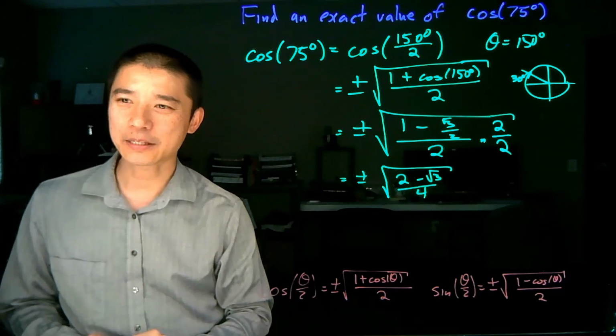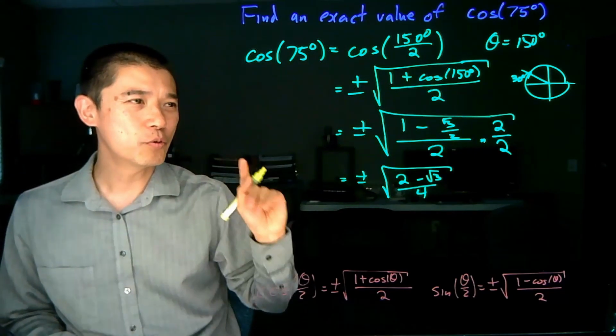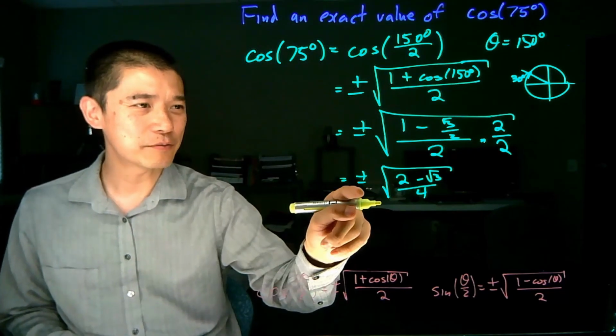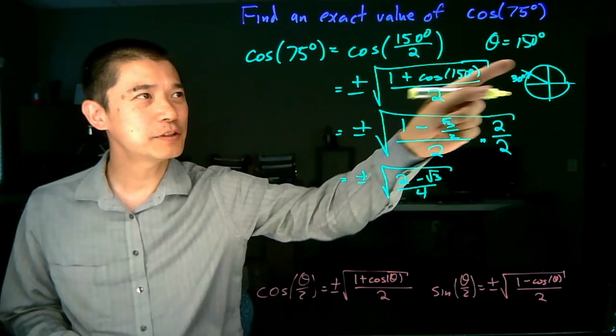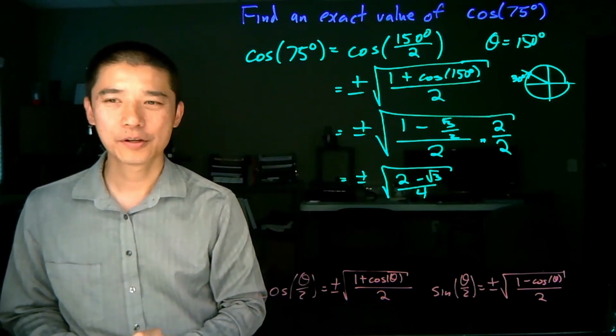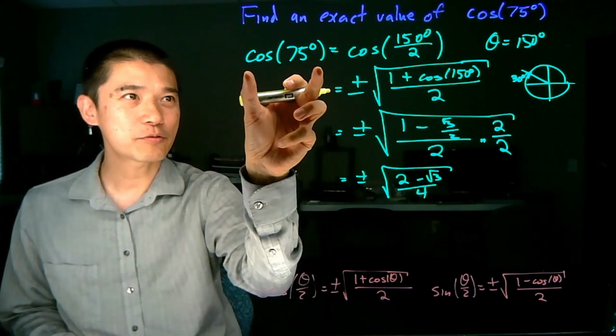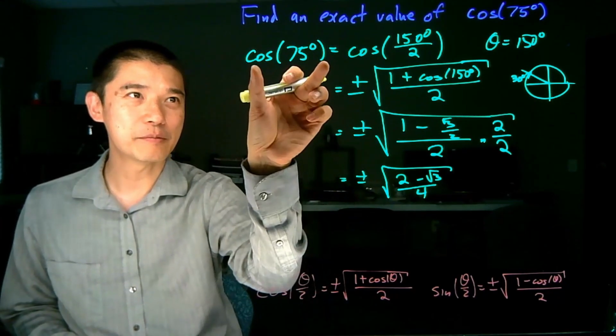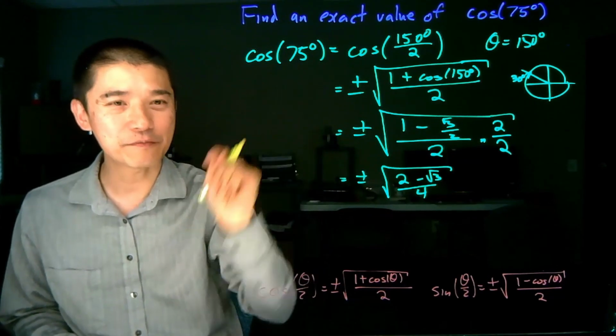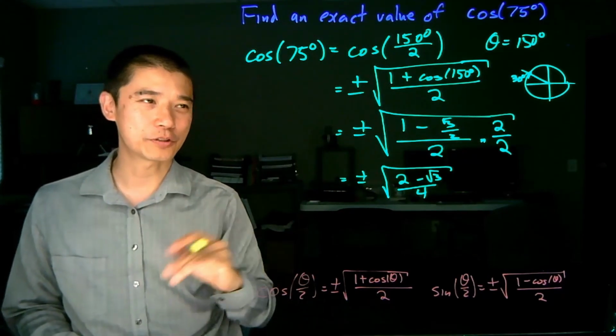And now we have to make that decision about the plus or minus. Which angle are we thinking about for this plus or minus? Is it the 150 degrees or is it the 75 degrees? Now remember, we are calculating this quantity right here, and this quantity is either going to be positive or negative depending on whether the 75 degree angle is in the first or second or third or fourth quadrant.